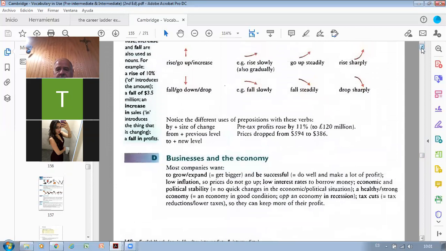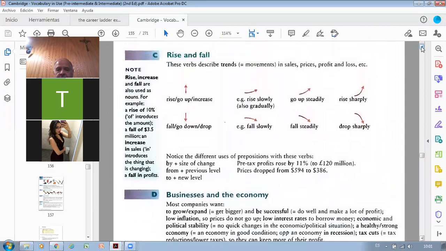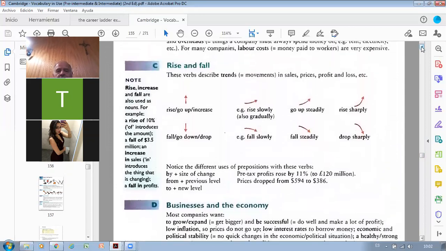As you can see, it's very technical things. Yeah, rise and fall. These verbs describe trends. What are trends in Spanish?